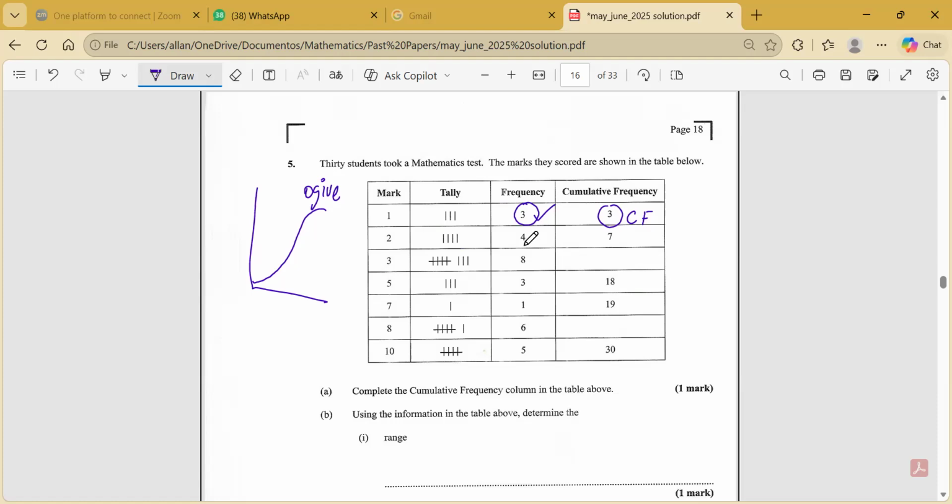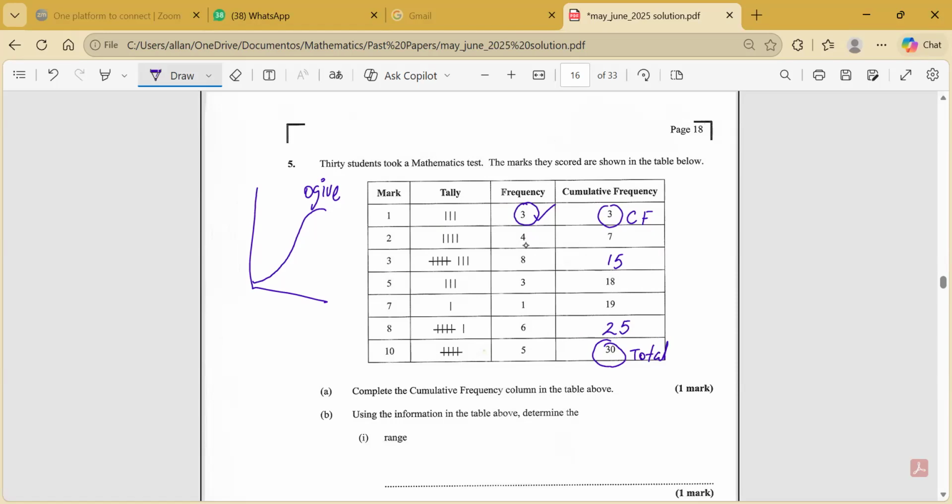So it's 3 plus 4, 7. 7 plus 8, 15. 15 plus 3, 18. 18 plus 1, 19. 19 plus 6, 25. 25 plus 5, 30. This is your total. It always gives the total number of students. All right, your total number.